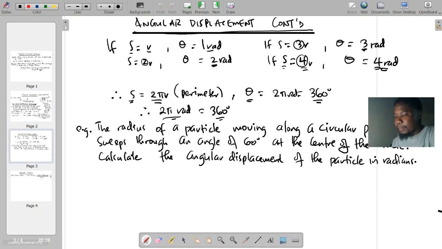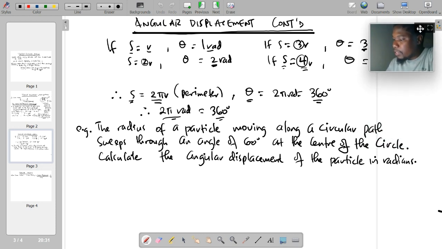Now let's get back here. So we have come to understand that 2 pi radians is 360 degrees. So in that way we can convert between radians and degrees, and with ease this time around. Now let's look at this example. Very important.